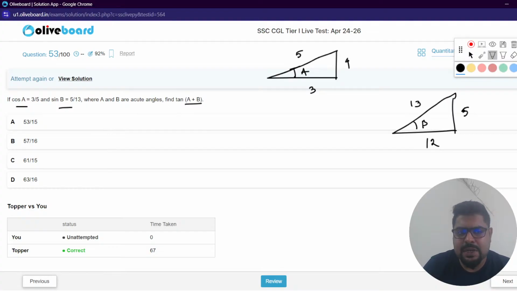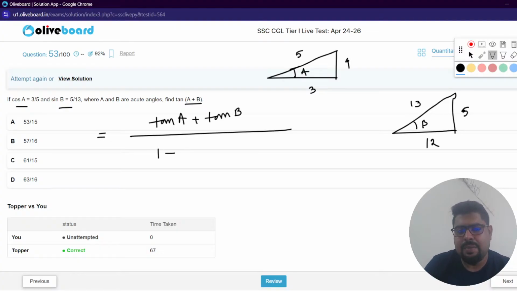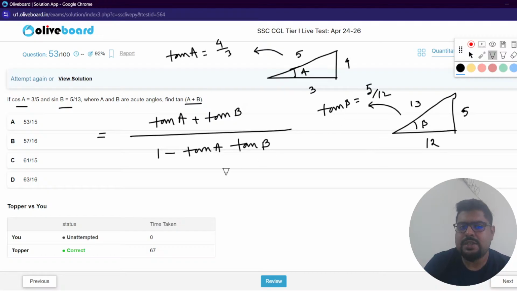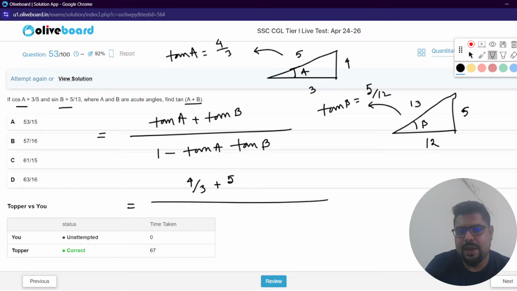Tan A plus B is tan A plus tan B divided by 1 minus tan A tan B. Figure out the values of tan A and tan B. From this figure, tan A will be 4 by 3. From this figure, tan B will be 5 by 12. Just put in the values. Tan A is 4 by 3 plus 5 by 12, over 1 minus 4 by 3 into 5 by 12.